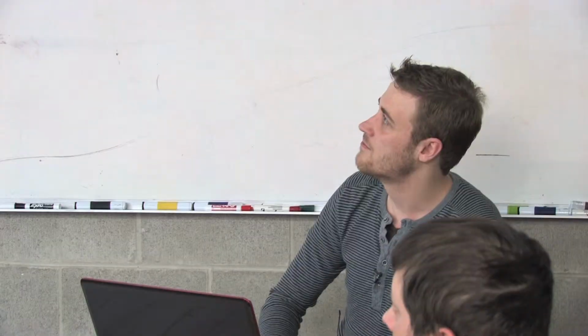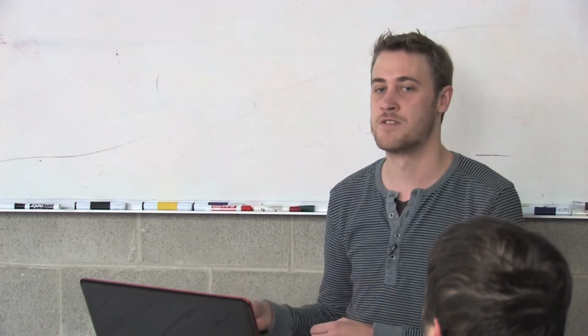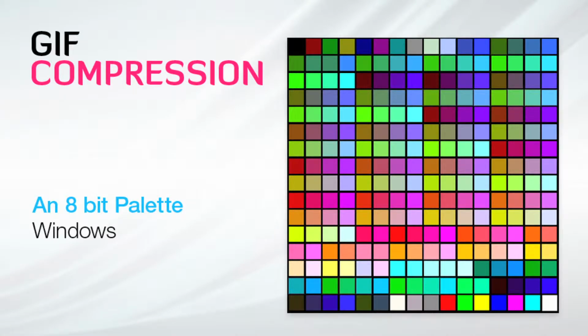GIF compression does not reduce the quality. However, you're limited to using 256 colors. These can be any colors that you want from the 24-bit palette. So you have millions of colors to choose from, but you can only use 256 of them, which is why it's best to use an image with very few colors for GIF compression. So here's an example of a GIF palette. This is the Windows palette.